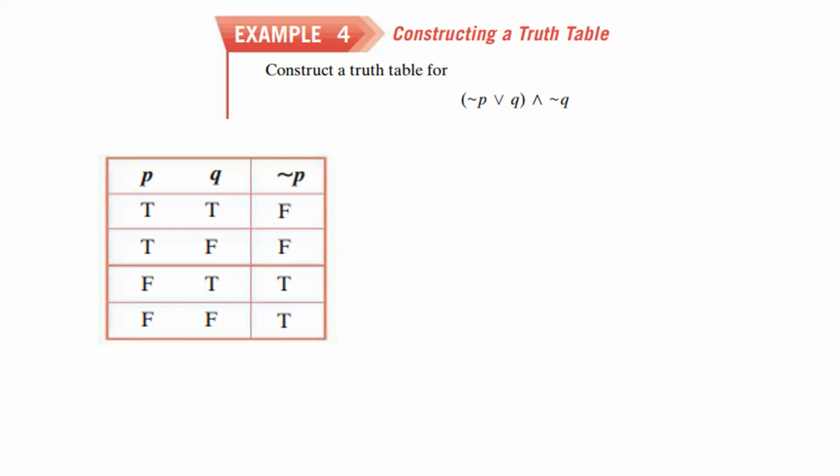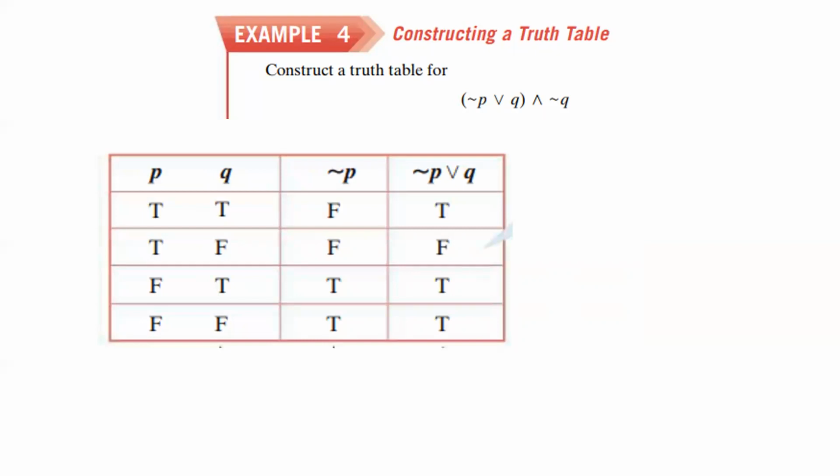Second row, both are false, so my or statement's going to be false. Third row, both are true, so my or statement's going to be true. And then the last row, my tilde p is true, and I only need one thing to be true for an or statement. And so the whole column for tilde p or q is going to be true, false, true, true. So now I've dealt with the left side of my and statement.